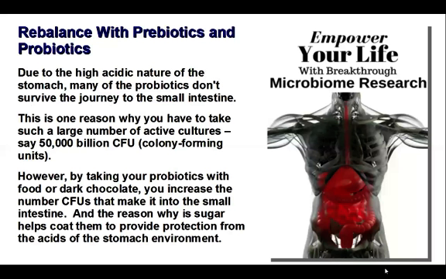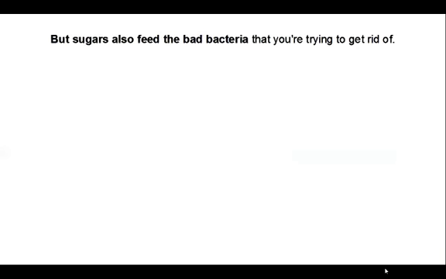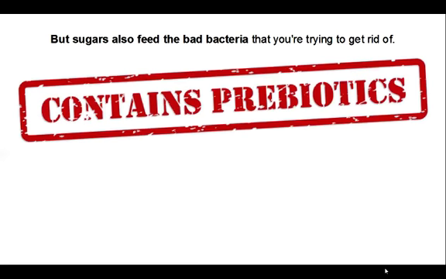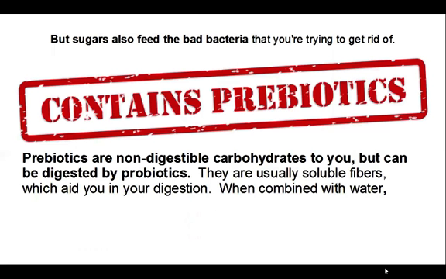However, by taking your probiotics with food or dark chocolate, you increase the number of CFUs that make it into the small intestine. And the reason why is sugar helps coat them to protect them from the acids of the stomach environment. But sugar also feeds bad bacteria that you're trying to get rid of, which brings us to prebiotics. Prebiotics are non-digestible carbohydrates to you, but can be digested by probiotics. They are usually soluble fibers that aid you in your digestion.